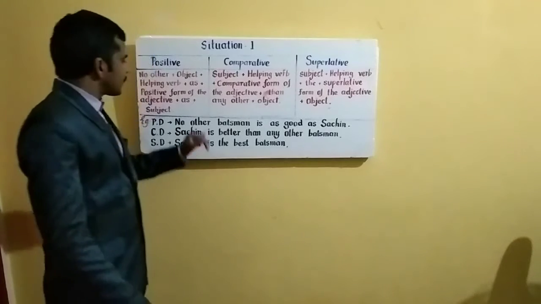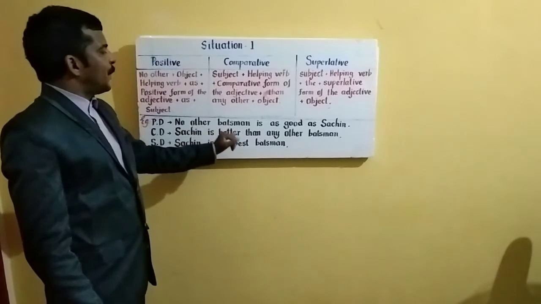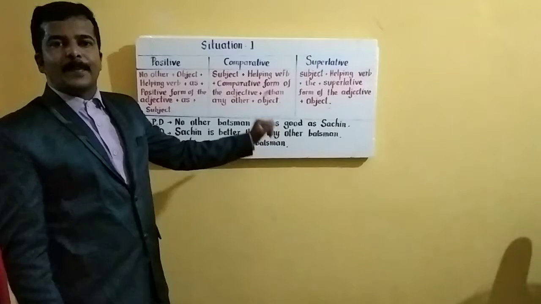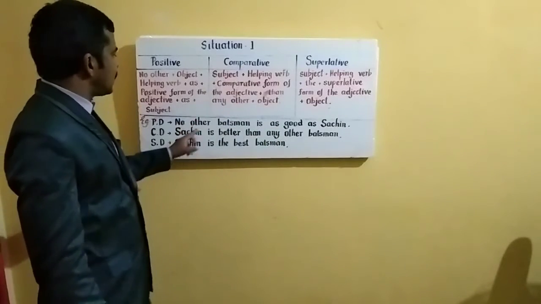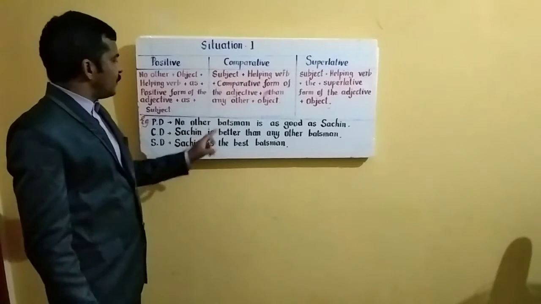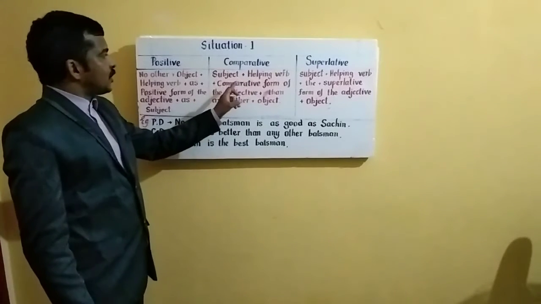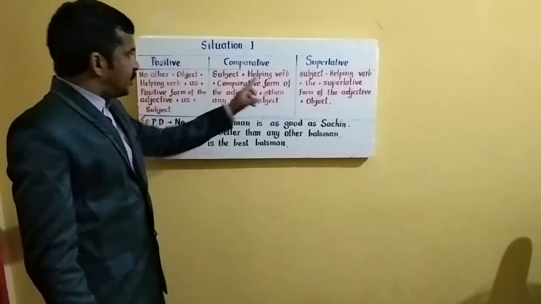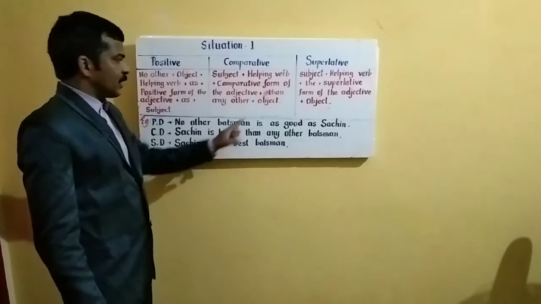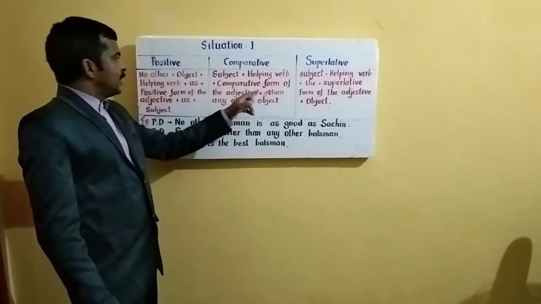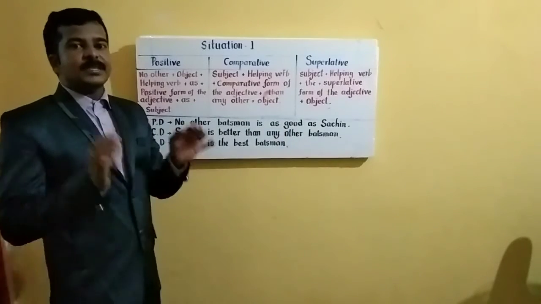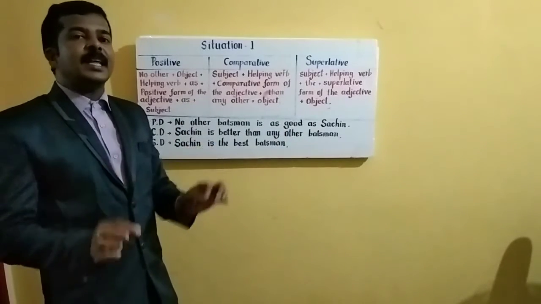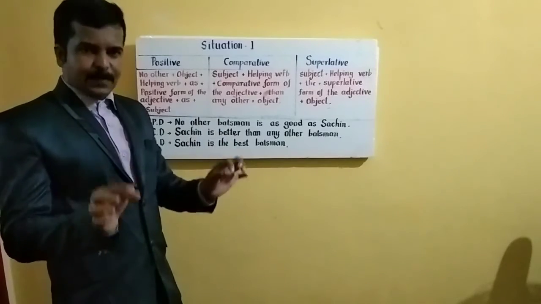For example, Sachin is better than any other batsman. Just compare this structure with the sentence. Subject Sachin, helping verb is, comparative form of the adjective, that is better (good, better), then "than any other" and finally object. So, Sachin is better than any other batsman.